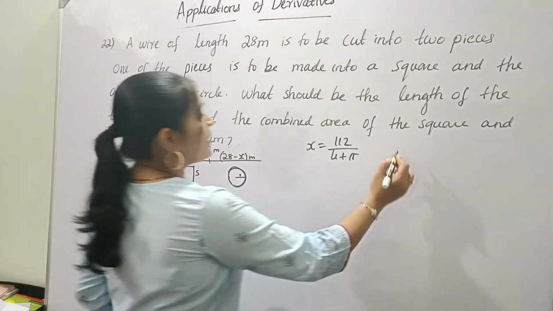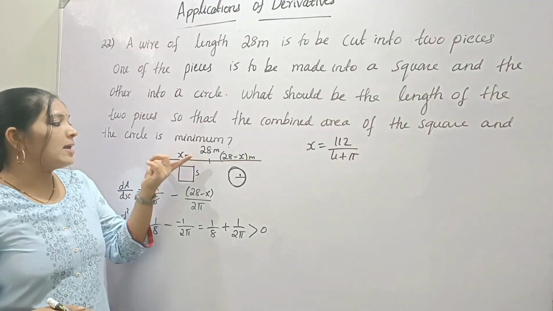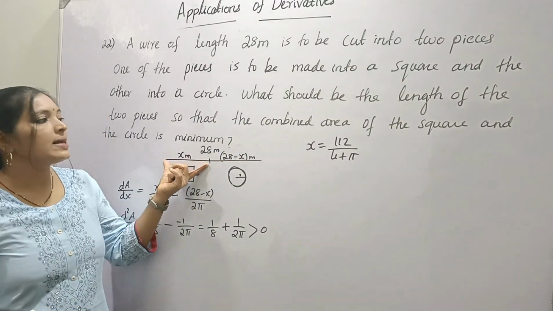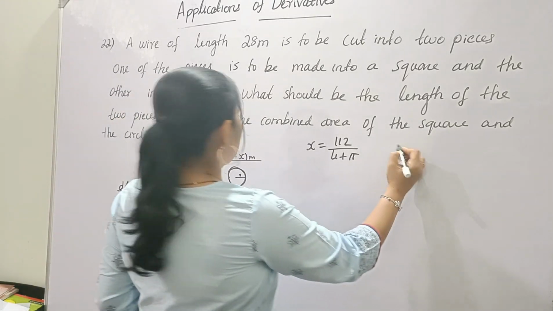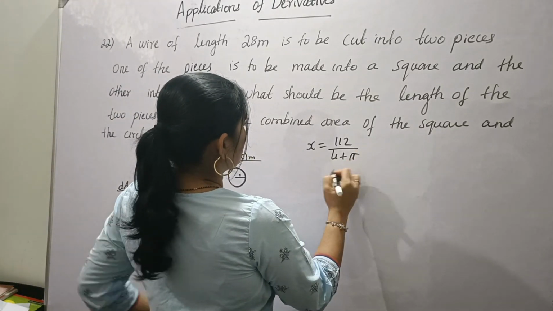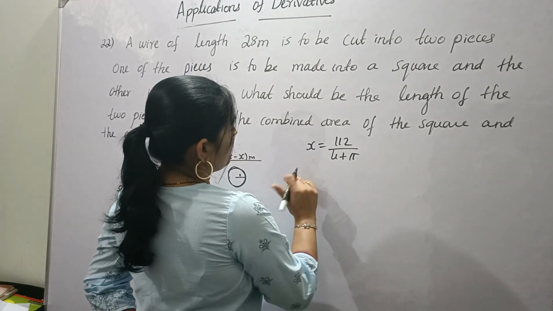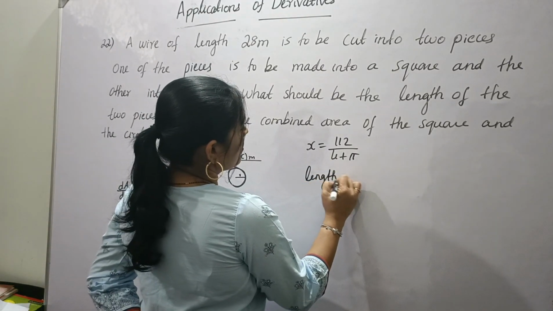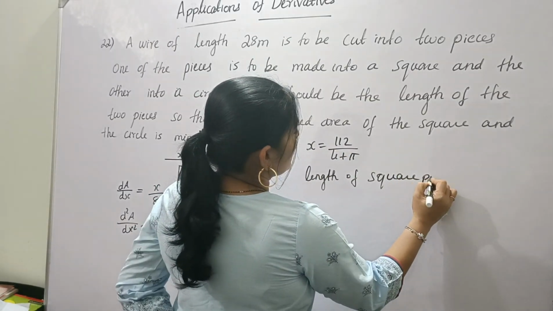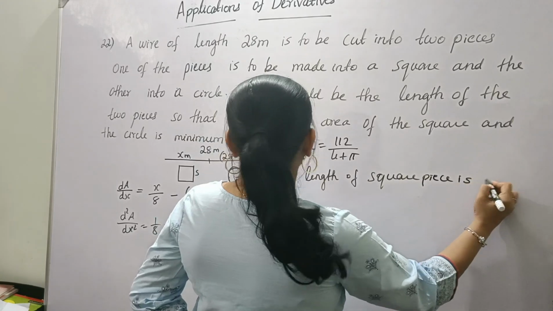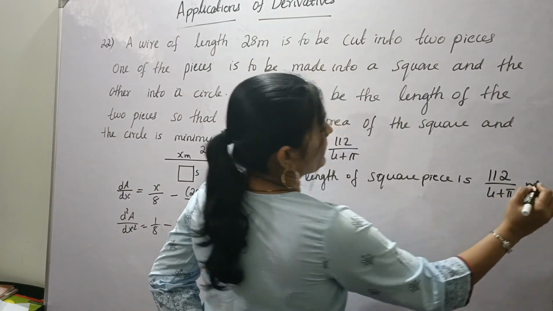So x is equal to this one, see, this length. This length is 112 divided by 4 plus pi. Then the length of another piece, the length of the square piece, is 112 divided by 4 plus pi meter.